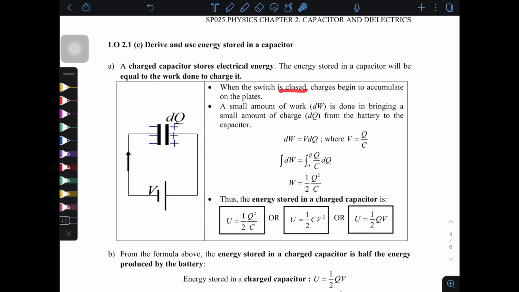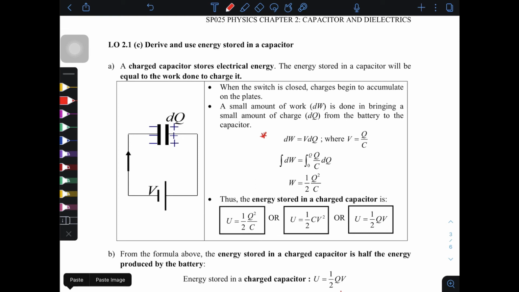When the switch is closed, okay, kita ada, this is our capacitor, this is our supply voltage. Okay, bila kita closekan switch kita, charge begin to accumulate on the plate. So, elektron akan keluar daripada negatif, this one akan keluar pergi dekat kita punya charge. So, that's why this one jadi negatif. A small amount of work is done in bringing a small amount of charge from the battery to the capacitor. So, nak gerakkan the electron, kita perlukan work done. So, elektron ni kecil. So, work done pun kita guna a small amount of work done. Okay. So, how you want to derive?